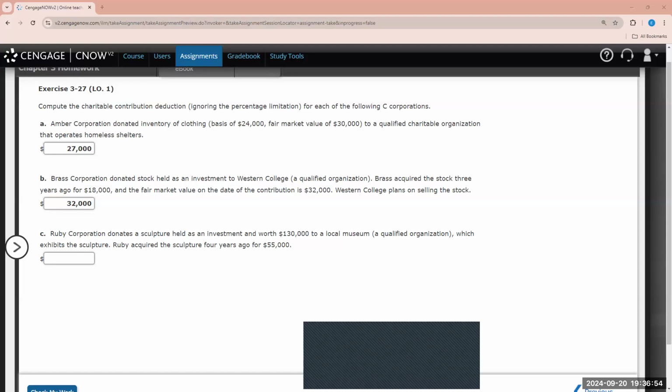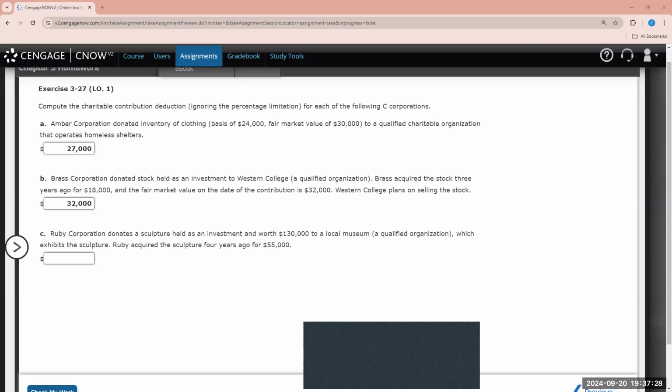If the corporation contributes tangible personal property and the organization puts it to unrelated use, then it's limited to the basis of the property. But Ruby Corporation contributed capital gain property, so the deduction amount is the property's fair market value. The key difference between B and C is that B, stock, is intangible. You can't touch, see, or feel it. You cannot perceive it with the 5 senses.